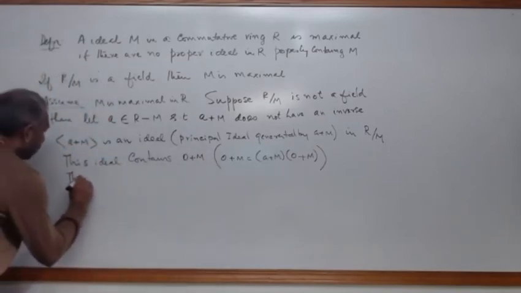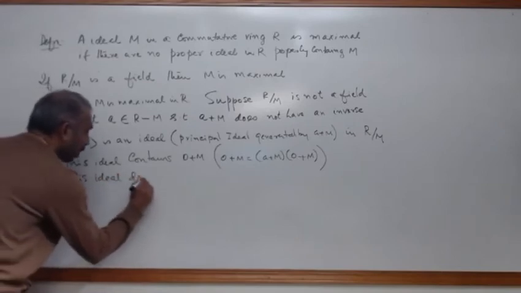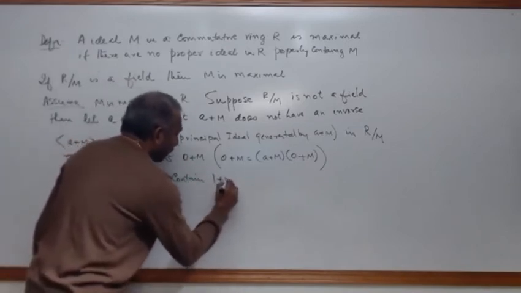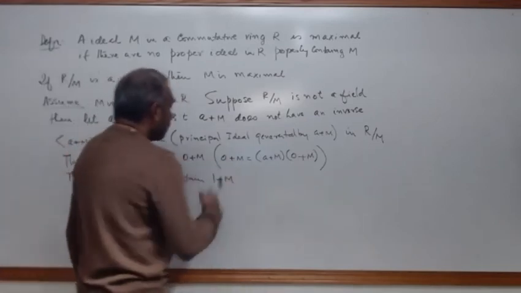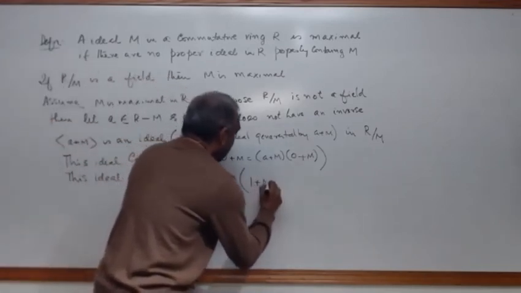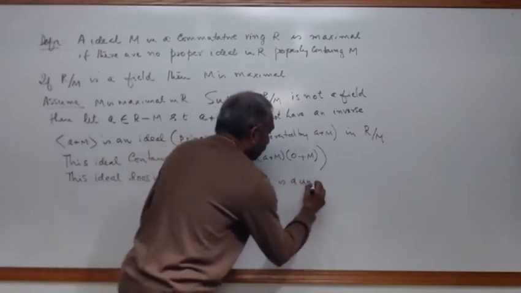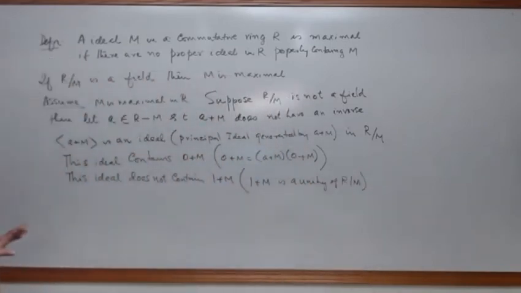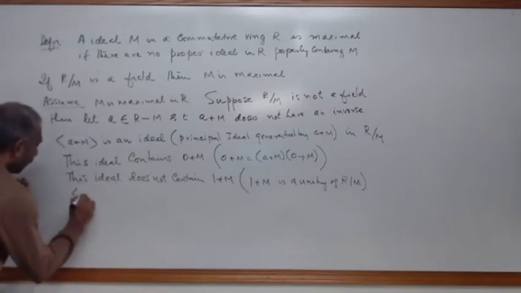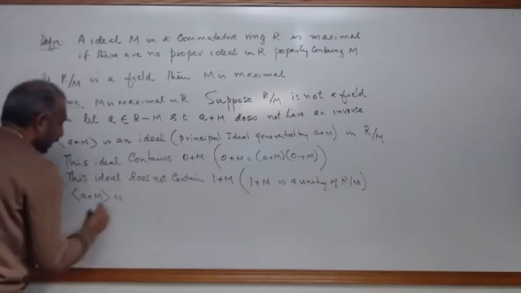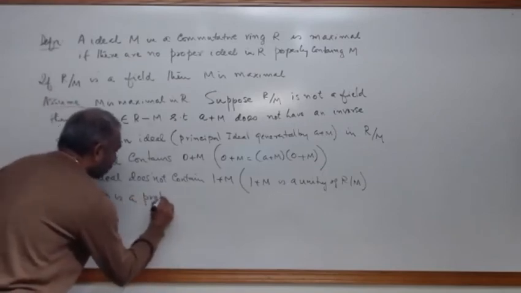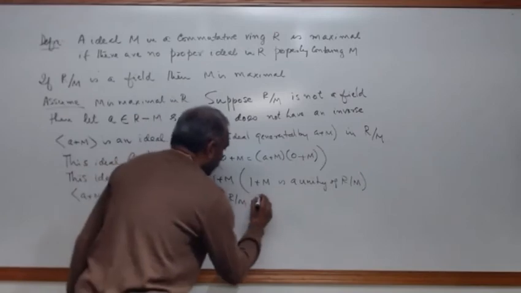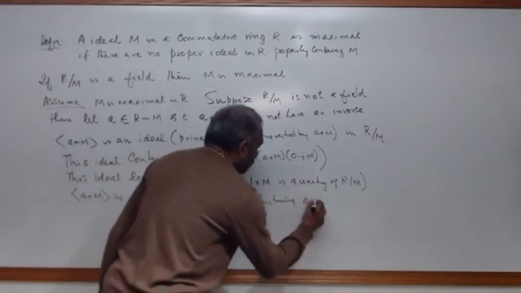And this ideal does not contain 1 plus M. The reason being that 1 plus M is the unity of R by M. So the ideal generated by A plus M is a proper ideal in R by M containing 0 plus M.